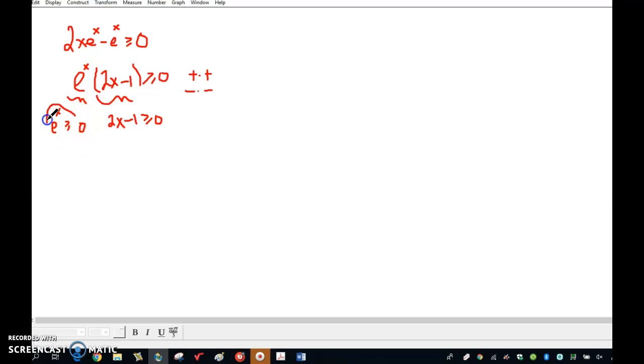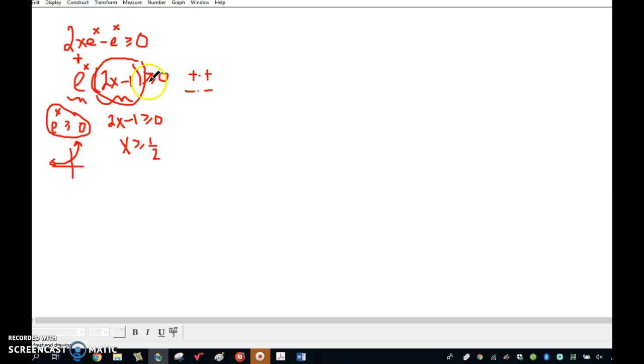This value right here, e to the x, the range of this function is always greater than 0. Always. E to the x is always greater than 0, which means all of these values are positive values. So this term has to be a positive term. The only way this whole expression can be greater than 0 is if this term is also positive. So that means x has to be greater than or equal to 1/2. Now, that's only going to work because this was an exponential function, and exponential functions are positive values.